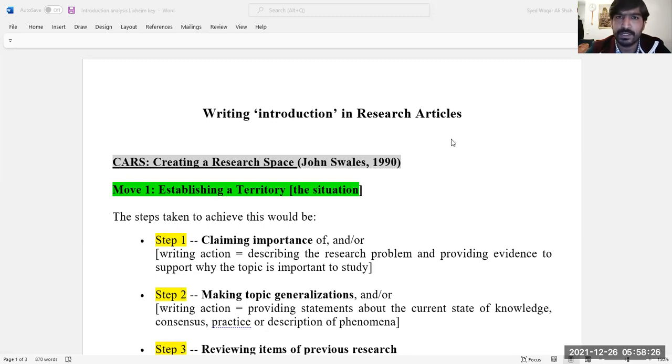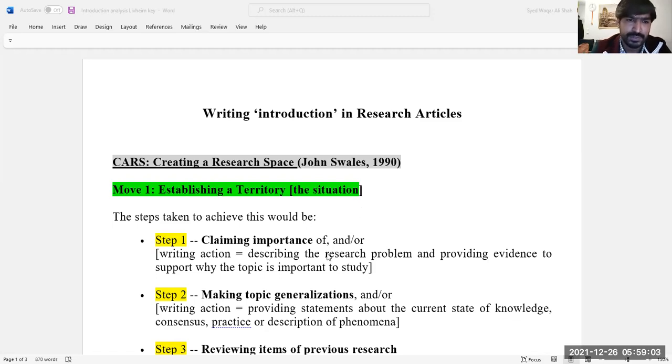It is a model that was developed by John Swales in the 1990s. John Swales proposed three important moves which should be considered while writing any introduction in a research paper. And under each move, he has provided us with different steps that can be followed. It is not necessary that we follow all the steps, but by looking at the nature of the topic that we are investigating, we have to consider some of these steps to be part of our introduction.